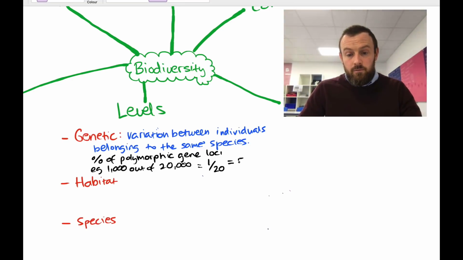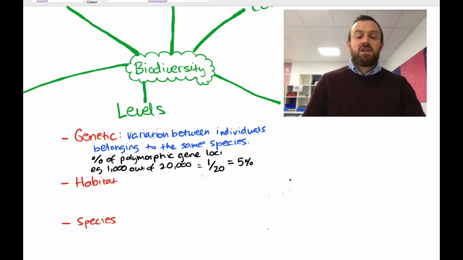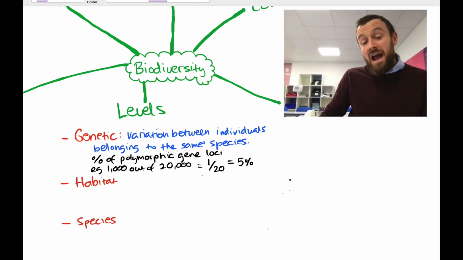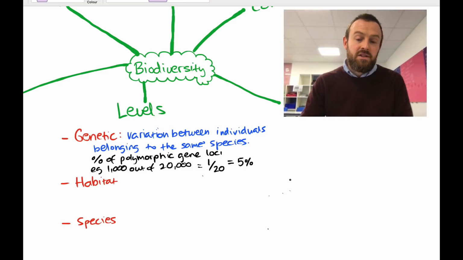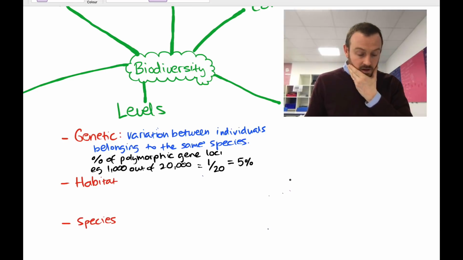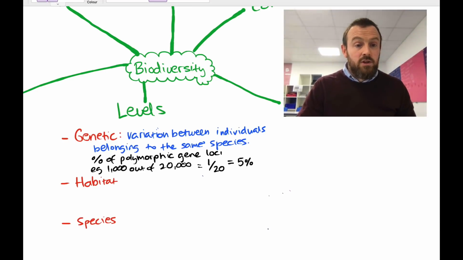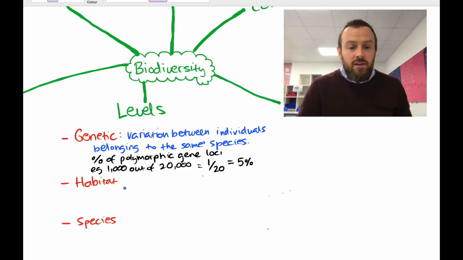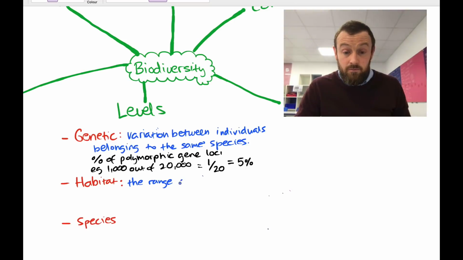So this organism, which out of its 20,000 genes, only 1,000 of them have 2 or 3 or 4 alleles, has a measure of 5% genetic biodiversity. So that's one way of looking at biodiversity. The second thing is looking at habitats. So we can look at the habitats in an area and say, well, how many different types of habitat are there? So it is the range of different habitats within an ecosystem.